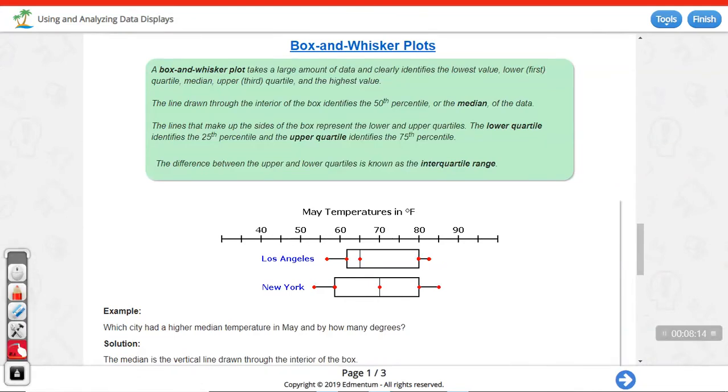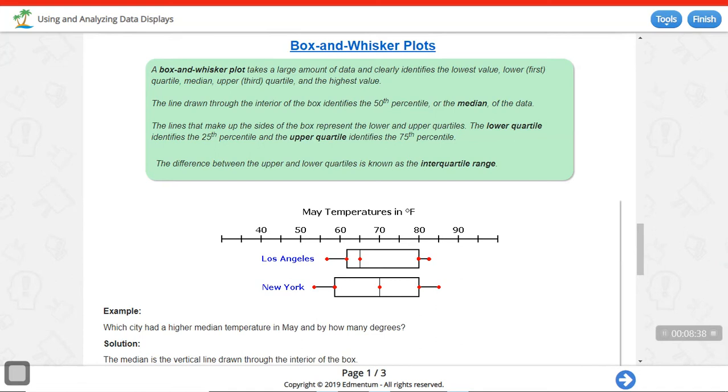All right, taking a look at this box and whisker plot, we actually have 2 box and whisker plots on this number line. But a box and whisker plot takes the large amount of data and clearly identifies the lowest value, minimum, the lower or first quartile. All right, notice they said lower or first quartile. The median, often referred to as the median, but also known as the second quartile, and the upper or third quartile and its highest value.